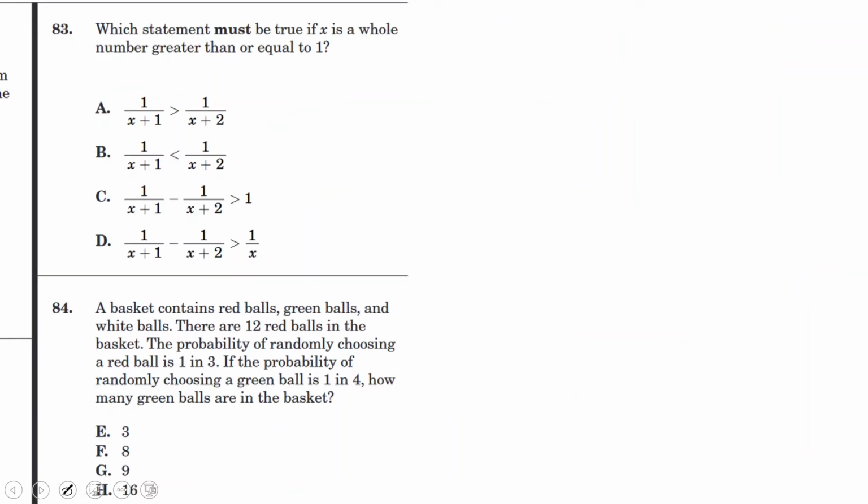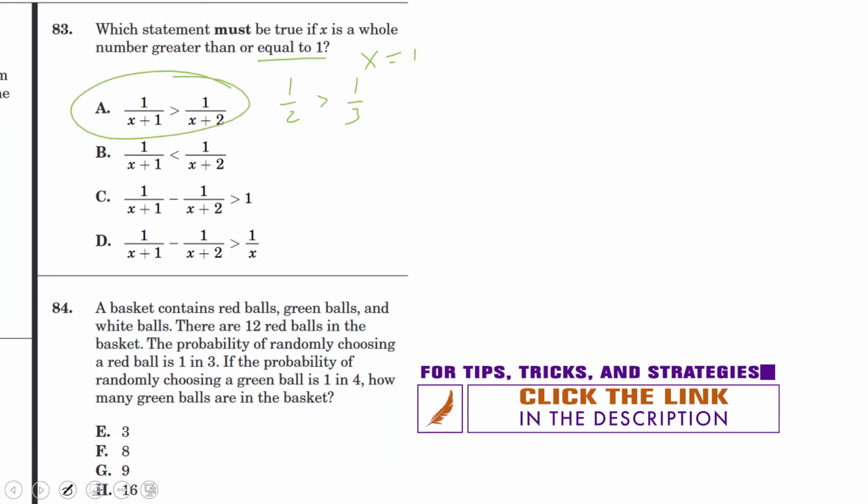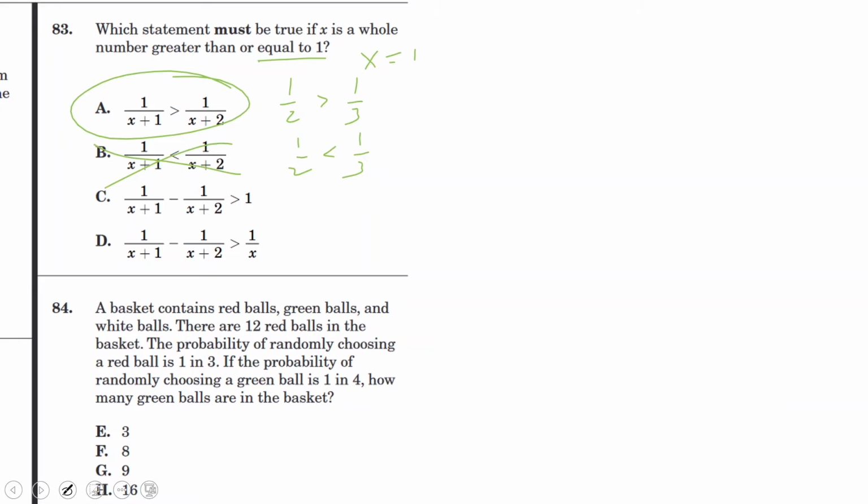Which statement must be true if X is a whole number greater than or equal to 1? Let's just say X is equal to 1 and plug it into each one. So 1/2 is greater than 1/3. Is that correct? Yes, it is correct. So far is correct. B, 1/2 is less than 1/3. Wrong. C, 1/2 minus 1/3 greater than 1. Not true. And here 1/2 minus 1/3 is greater than also 1. Also not true. The answer is A.